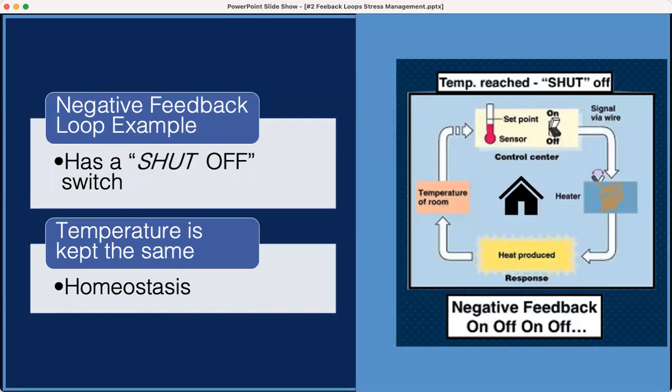The perfect example of a negative feedback loop is within your home, in your heater system, where you have the temperature set to a certain level of comfort. And then when the temperature reaches that, for instance, when it's wintertime and the heat's produced and the temperature is right at where you set it, that sensor picks it up and turns off. So that is a negative feedback loop. And the whole point is homeostasis. Home as in your home, keeping everything at baseline.